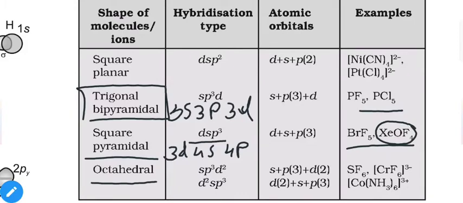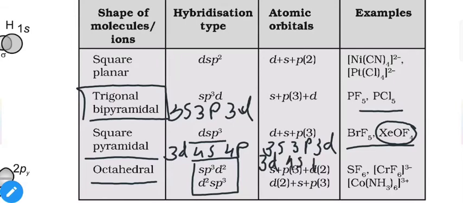Lastly, we have the octahedral shape containing two hybridizations, sp3d2 and d2sp3. That means sp3d2 represents that 3s, 3p and 3d orbitals are involved in hybridization, and d2sp3 represents that 3d, 4s and 4p orbitals are involved in hybridization. The number of orbitals is the same and the shape of the molecules is the same in both. Here we have a few examples mentioned: SF6, [CrF6]3-, [Co(NH3)6]3+.